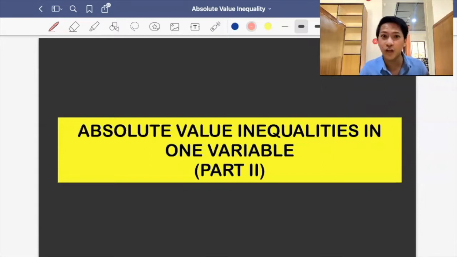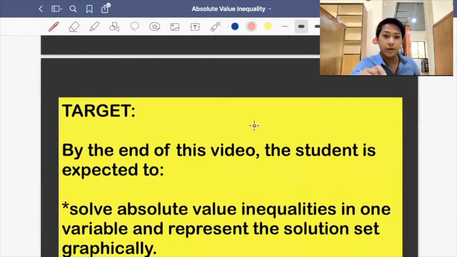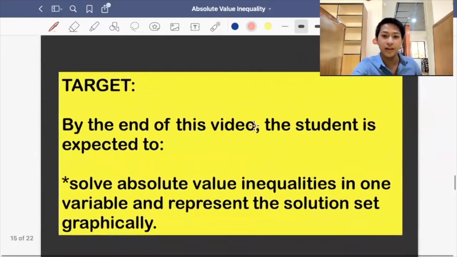If you haven't watched part one, please do, because it discusses the basics about absolute value inequalities, including their properties. Since this is a continuation of our discussion, we're just going to focus on practice exercises. By the end of this video, you are expected to solve absolute value inequalities in one variable and represent the solution set graphically.